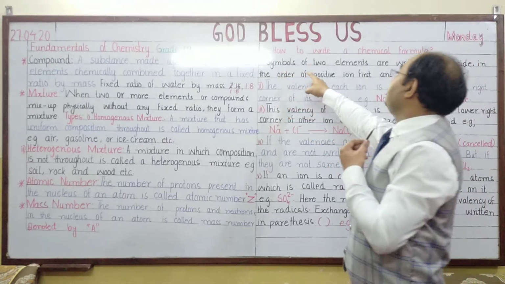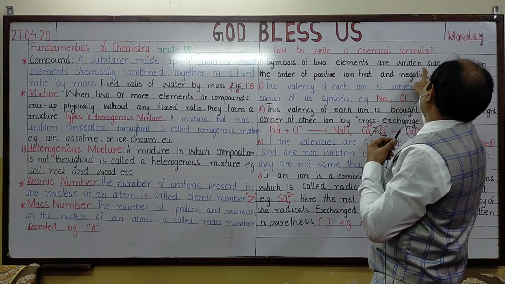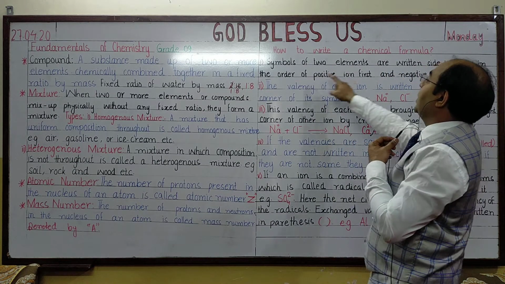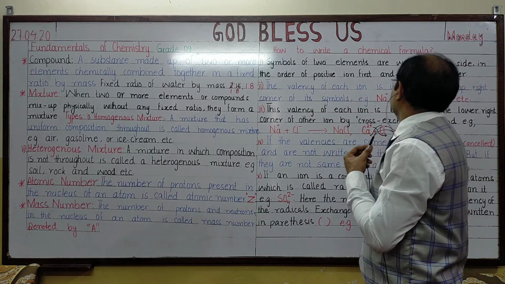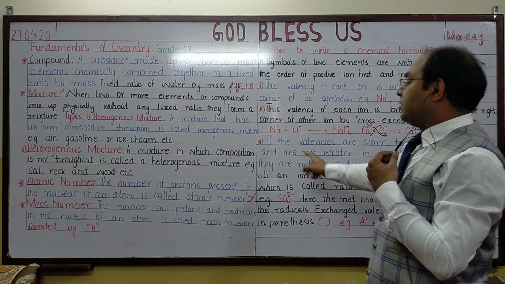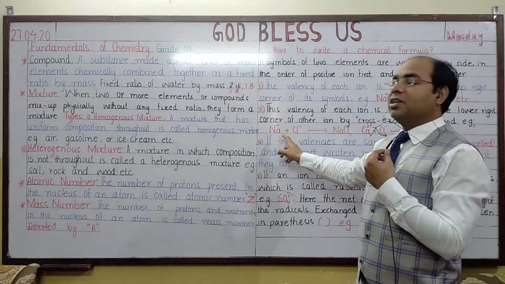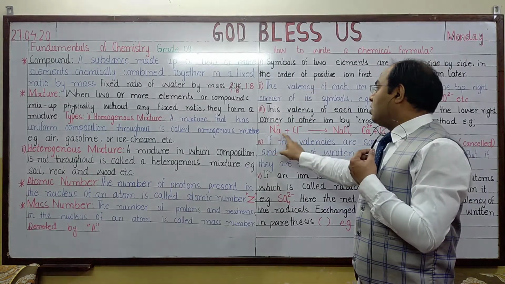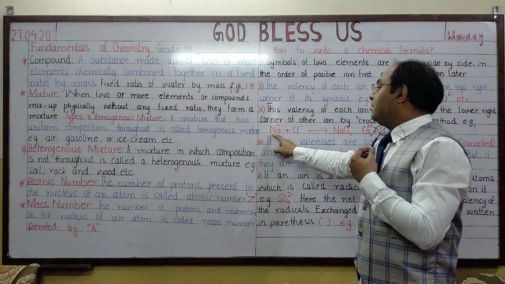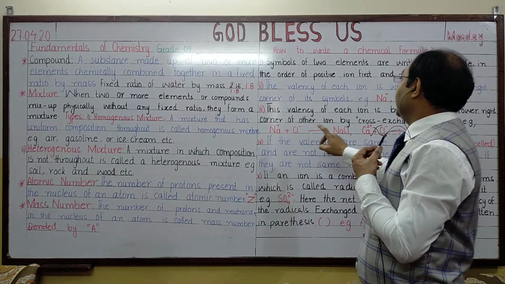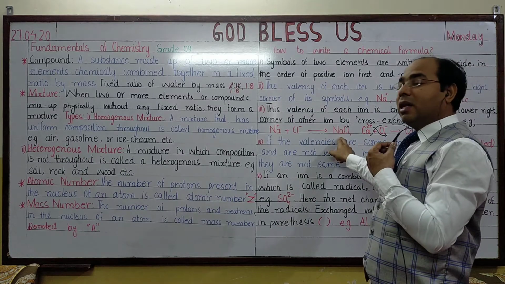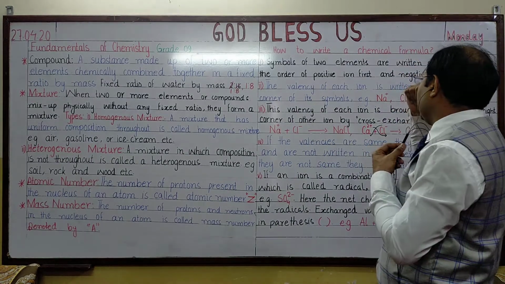Step 1, symbols of two elements are written side by side in the order of positive ion first and negative ion later. You can see a balanced chemical equation written here. Symbols of two elements are written side by side. First positive ion, then negative ion, in order to write a balanced chemical equation or a chemical formula. That is step 1.